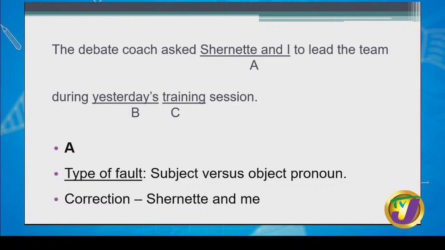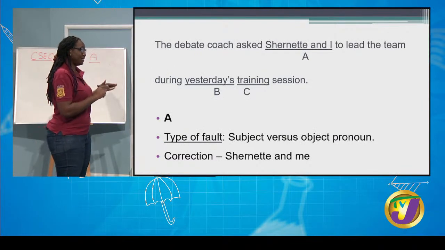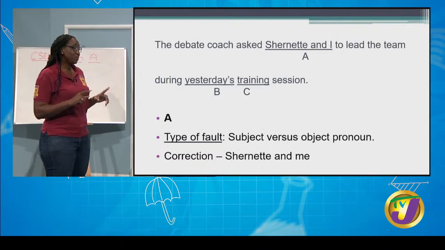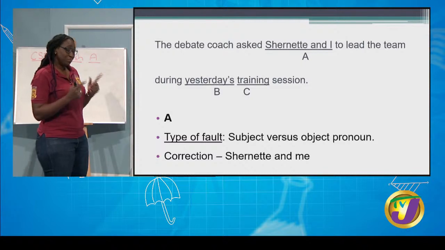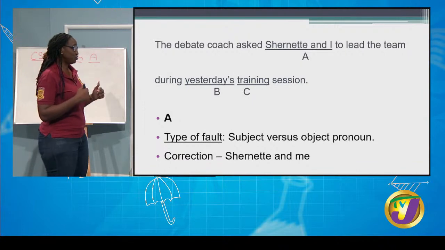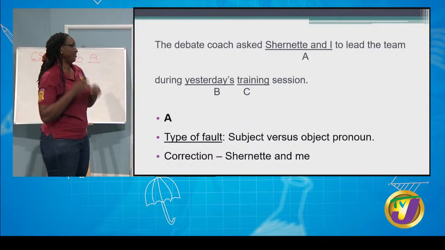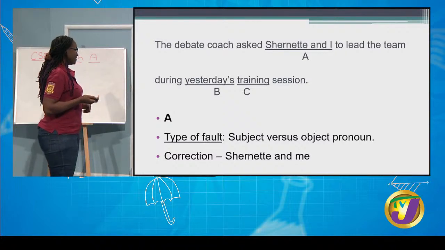So whenever you are not sure if you're to use I or me, simply take out the other individual and leave just the pronoun. So when you read it with just the pronoun, it will make more sense to you. So the debate coach asked me. Therefore, it should be the debate coach asked Shernet and me. Very good. Next sentence.